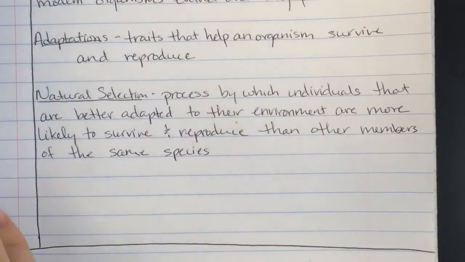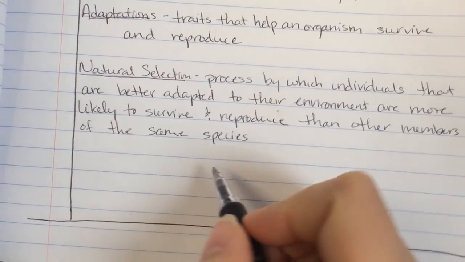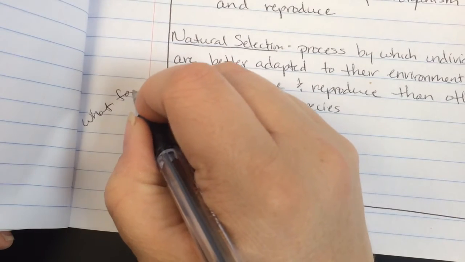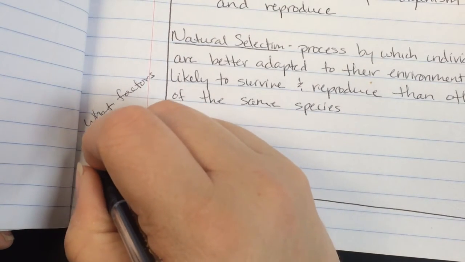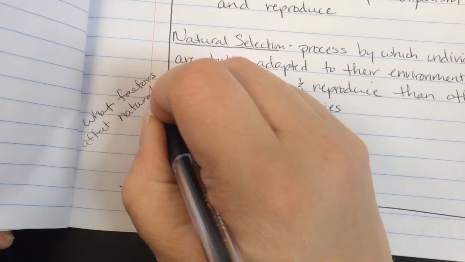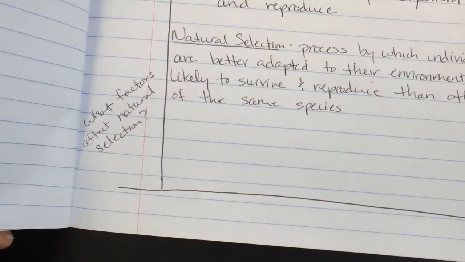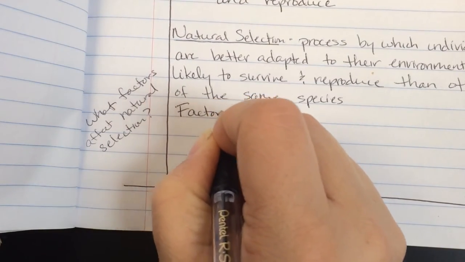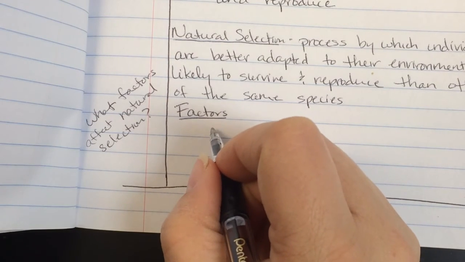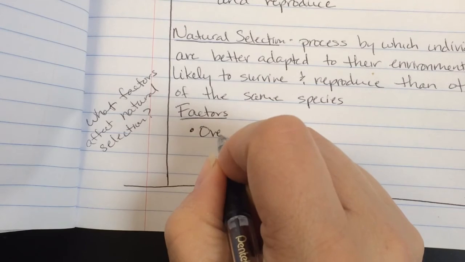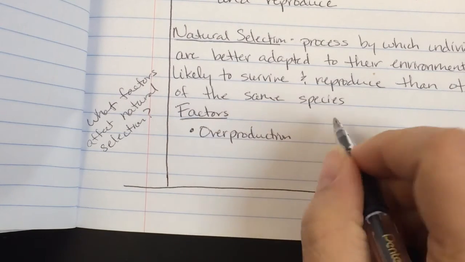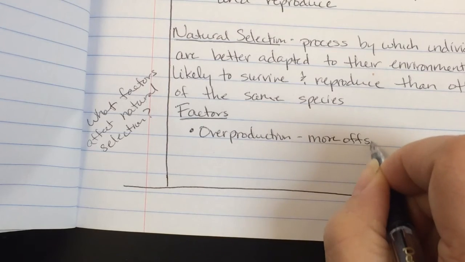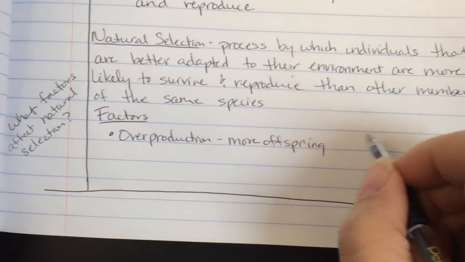All right, so now there are factors that affect the process of natural selection. To help us fit this in, what factors affect natural selection? There are three of them. Our factors: we have overproduction. This is having more offspring than can survive.